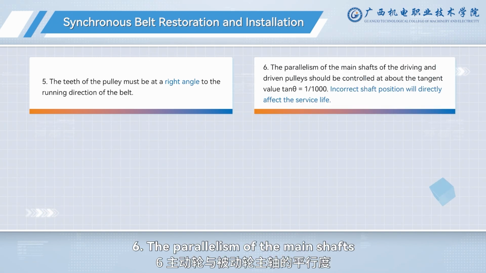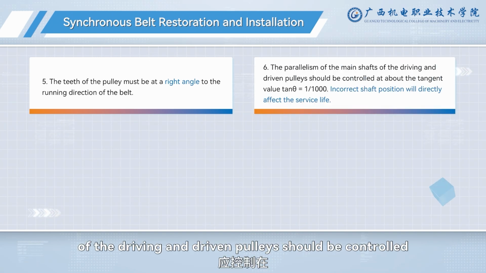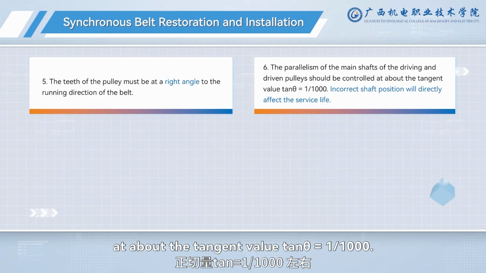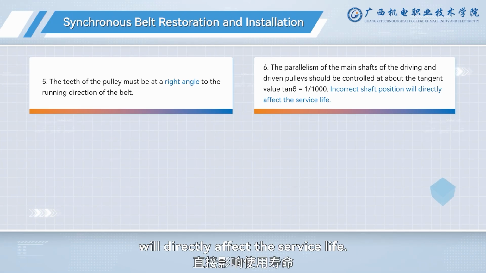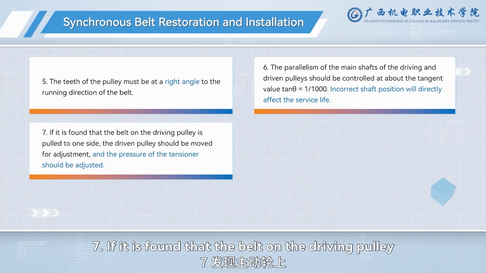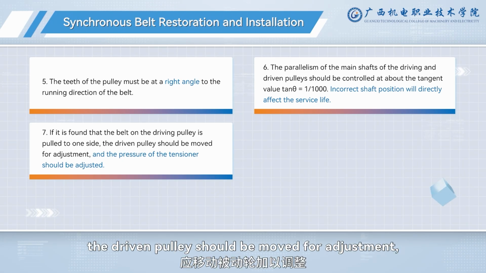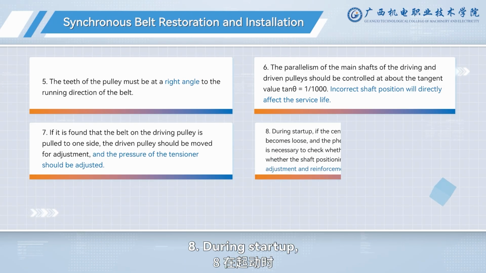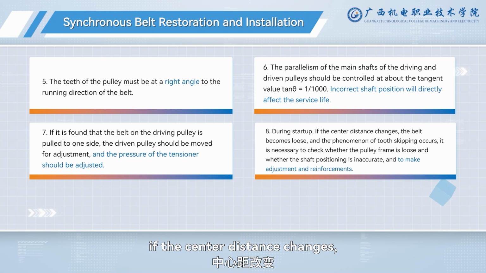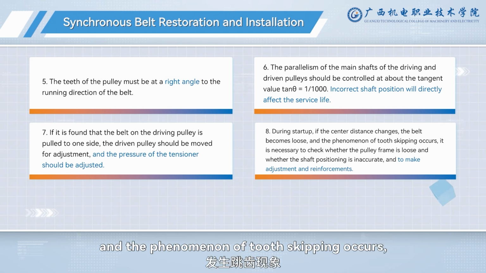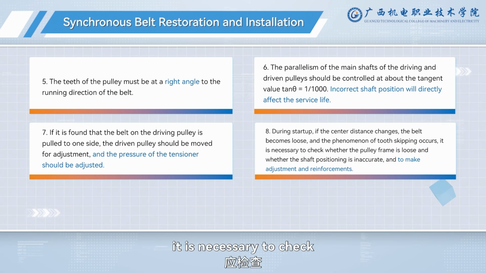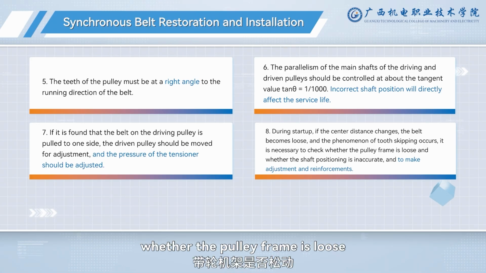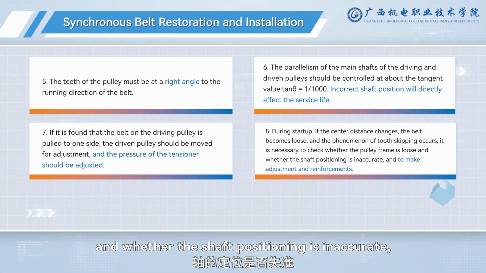5. The teeth of the pulley must be at a right angle to the running direction of the belt. 6. The parallelism of the main shafts of the driving and driven pulleys should be controlled at about the tangent value 10 equals 1,000th. Incorrect shaft position will directly affect the service life. 7. If it is found that the belt on the driving pulley is pulled to one side, the driven pulley should be moved for adjustment, and the pressure of the tensioner should be adjusted. 8. During startup, if the center distance changes, the belt becomes loose, and the phenomenon of tooth skipping occurs.